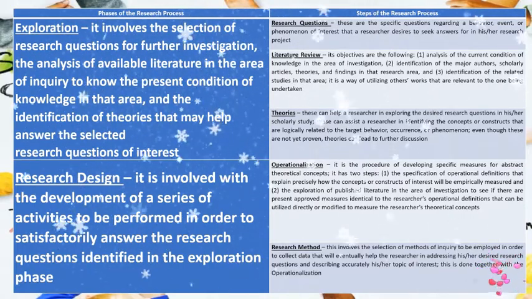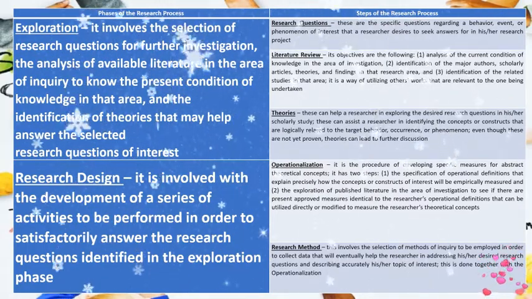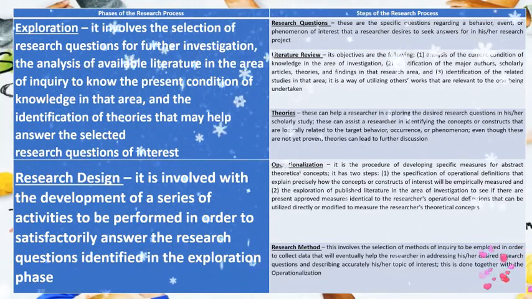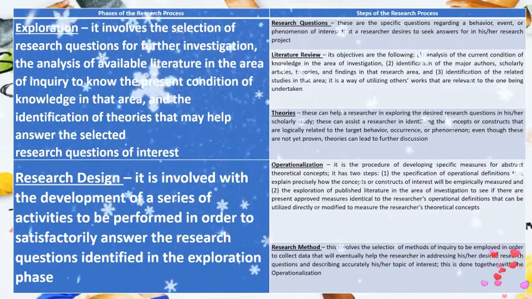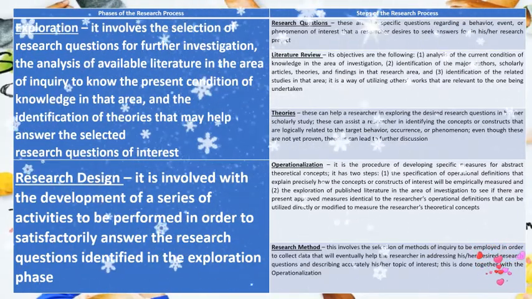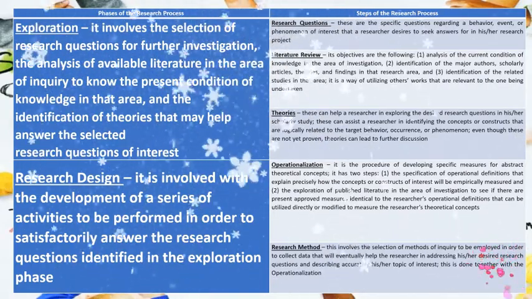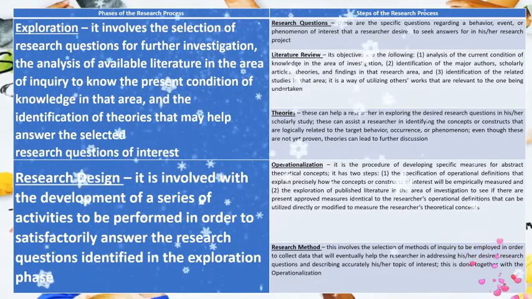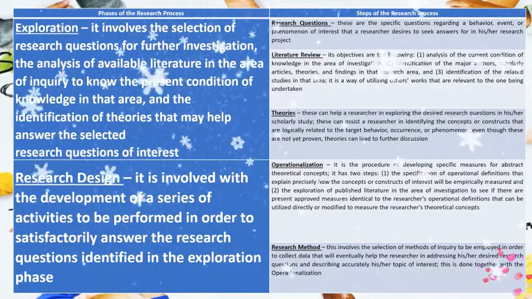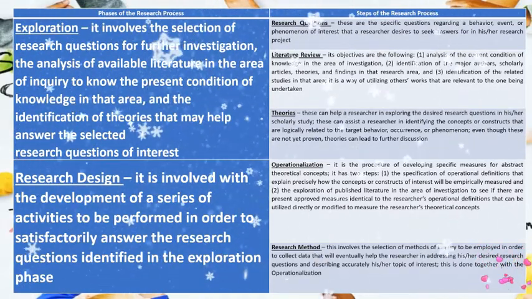Now, on the other side, in line with the exploration, are the following: research questions, literature review, and the theories. So what are these three all about? Let's have first the research questions. Research questions are the specific questions regarding a behavior, event, or phenomenon of interest that a researcher desires to seek answers for in his or her research project. So it involves the specific questions regarding the behavior, event, or phenomenon for which the researcher seeks to find answers. So research questions are the specific questions.